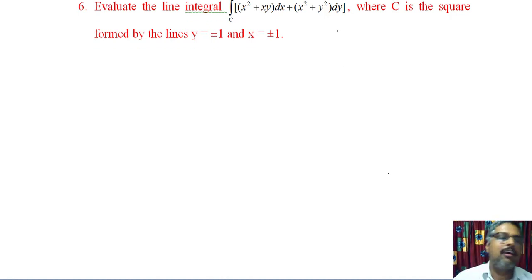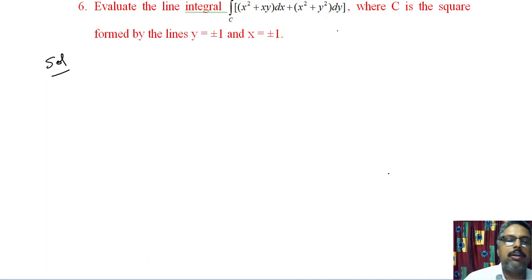Evaluate the line integral of (x² + xy) dx + (x² + y²) dy, where C is the square formed by the lines y = ±1 and x = ±1. Now, what is the solution?